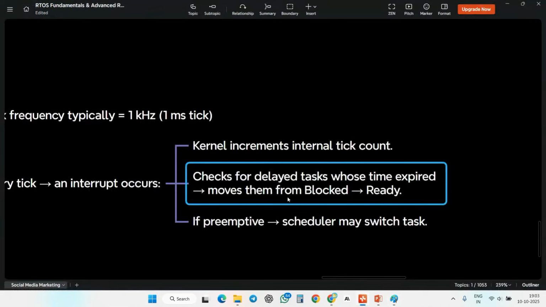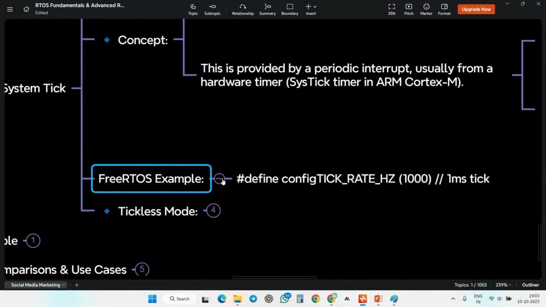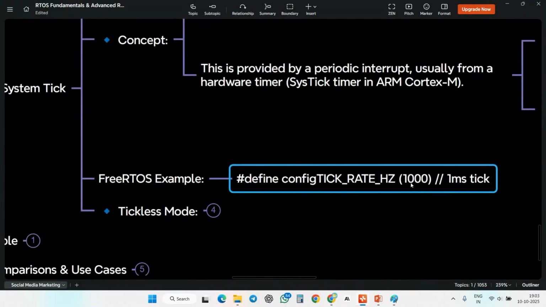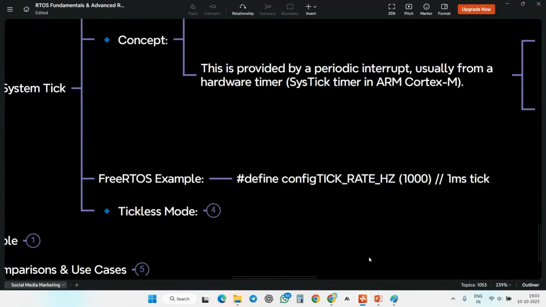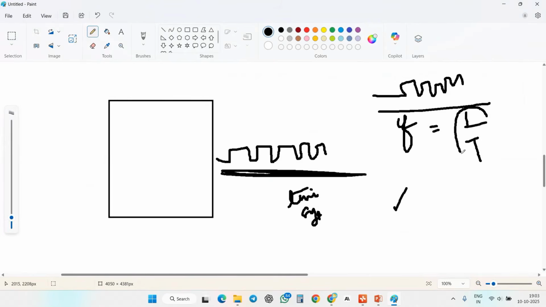So for all those purposes, we are going to be using these timers. In the FreeRTOS example, if we put 1000, that just indicates a 1 millisecond tick. That means it produces that much amount of clock, and it is counting only based on frequency. You are going to take it based on time, and you are going to utilize this formula.